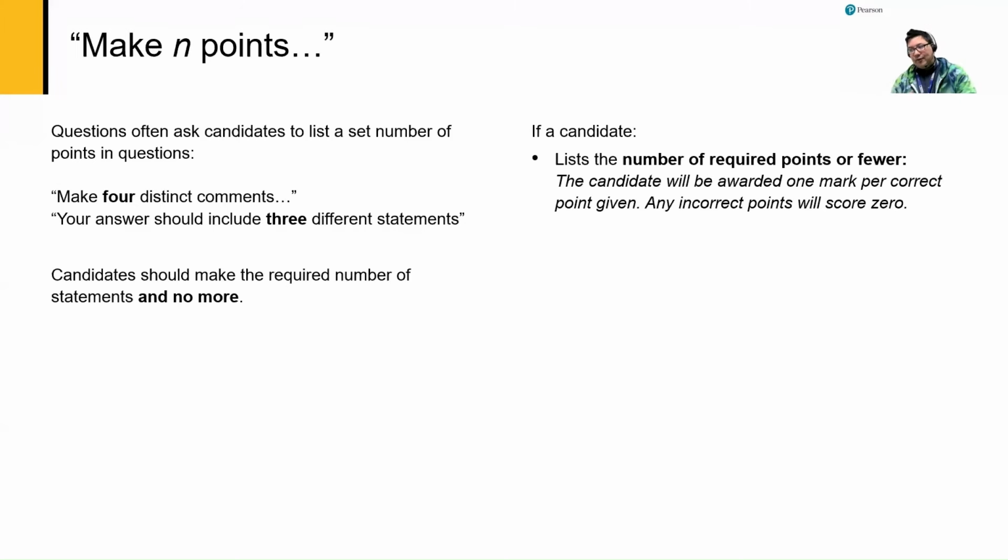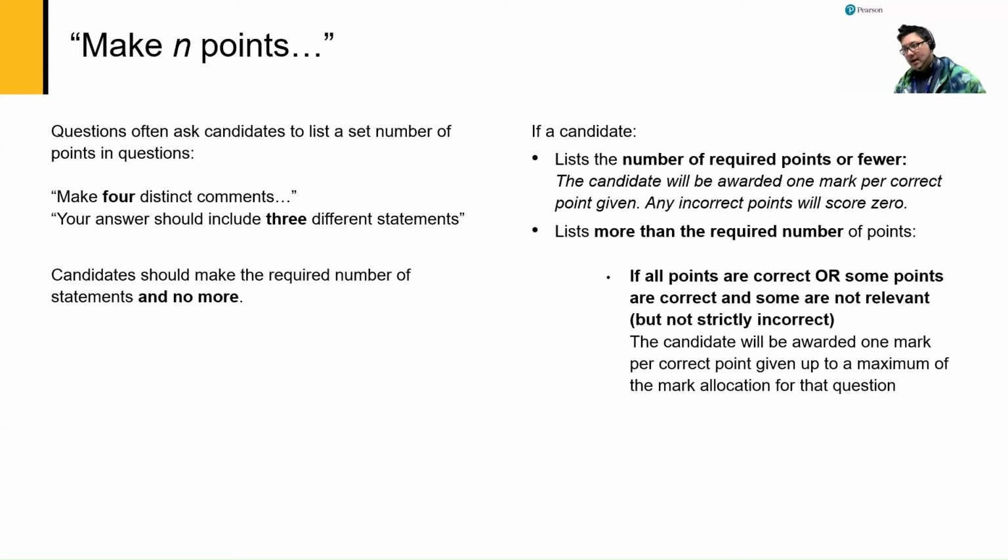Okay. If the candidate lists the required number of points or fewer, then for every correct point that candidate makes, they will be awarded 1 mark. Any incorrect points will score 0. If, however, a candidate lists more than the required number of points, if all of the points are correct, or some of the points are correct and some are technically correct but not actually relevant to the question, then the candidate will be awarded 1 mark for correct statement up to a maximum of the allocation for that question.